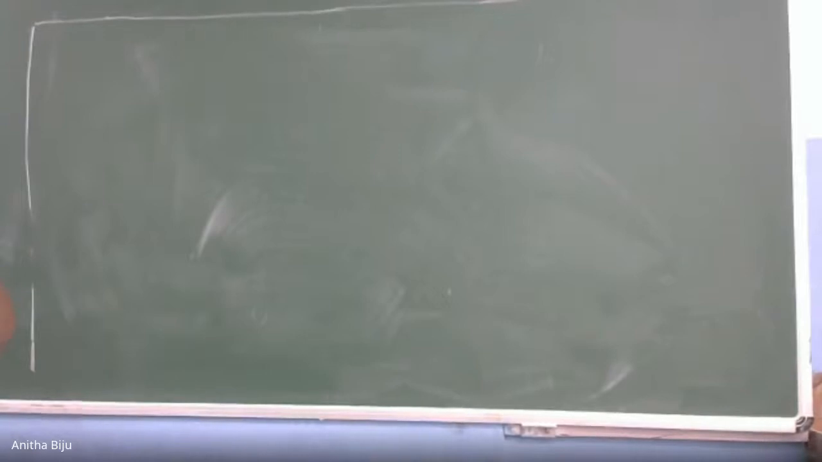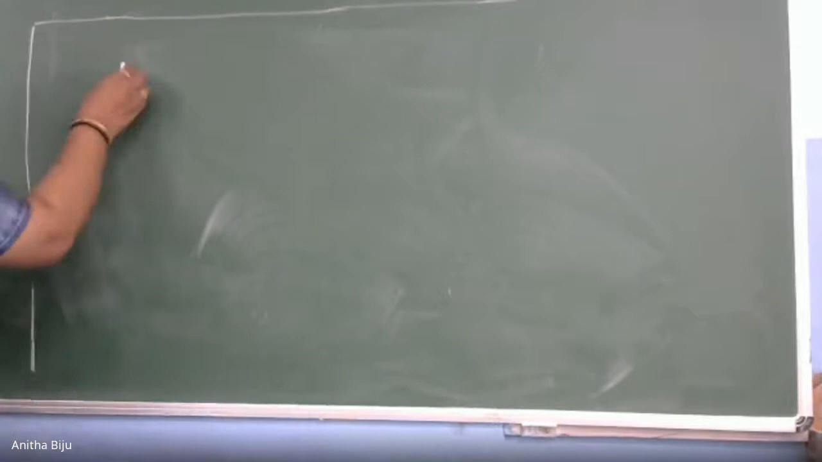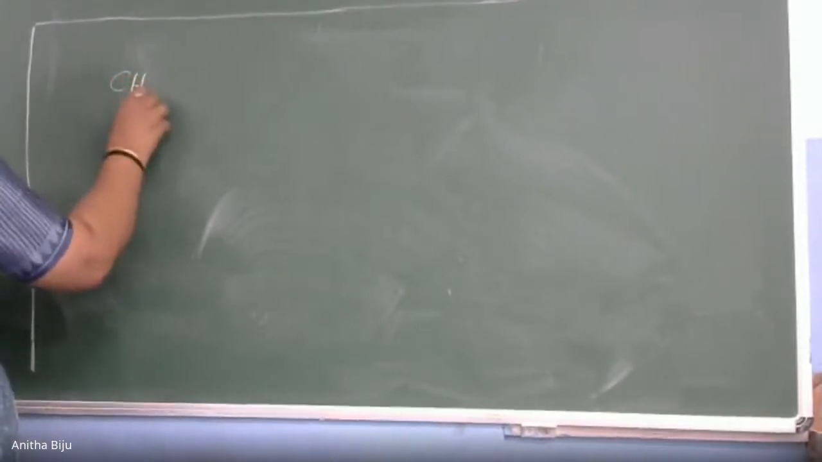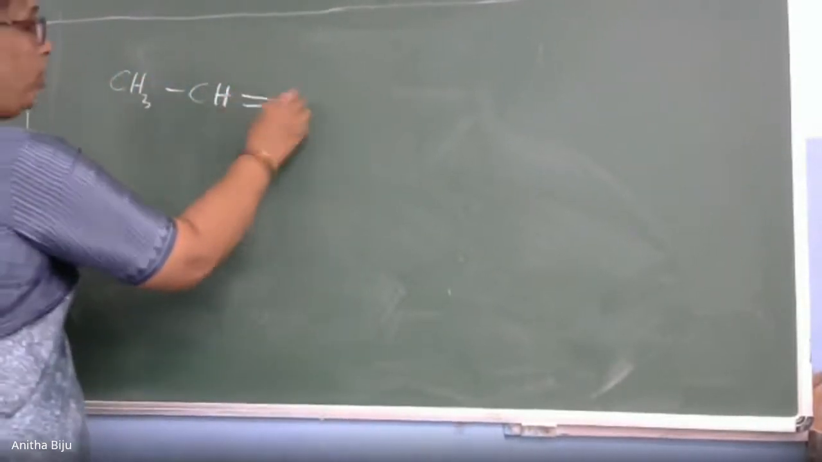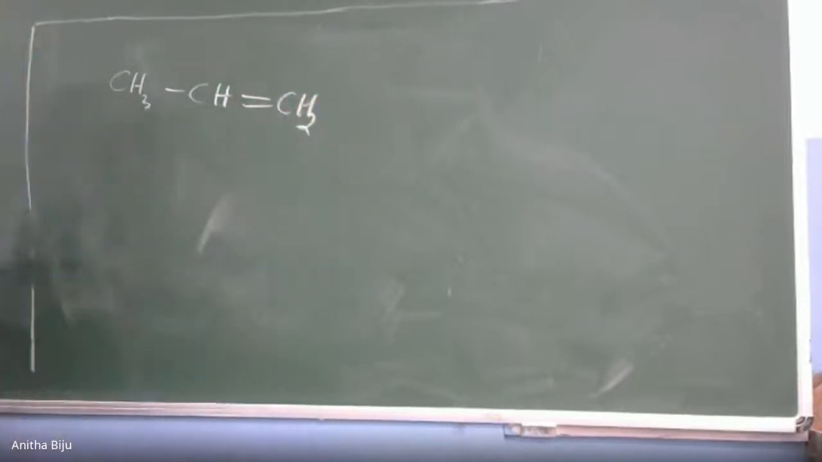So I will write one example. Directly I will write one example and I will explain the reaction first. Then I will name it later. Maybe in between you can also get the name. So here I have taken CH3CH double bond CH2. Here I have taken propene.